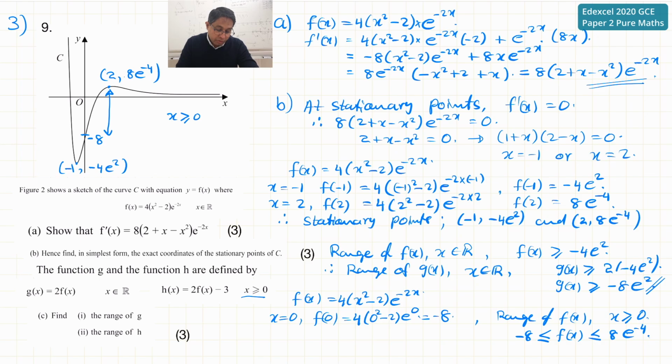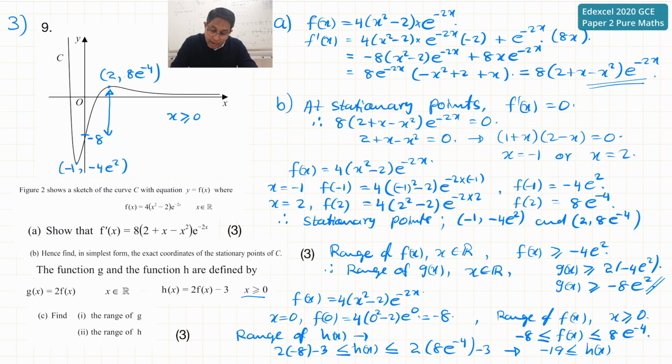Now you can write the range of h of x by taking the range of f of x, times 2 and take away 3. So the range of h of x is now h of x greater than or equal to minus 19 and less than or equal to 16e to the power minus 4 minus 3. So this is the range of h of x.